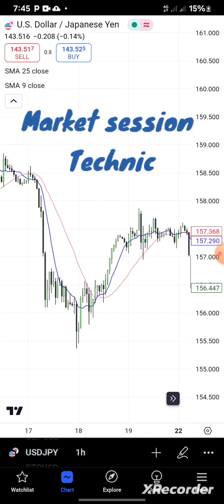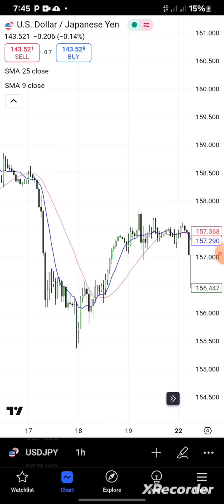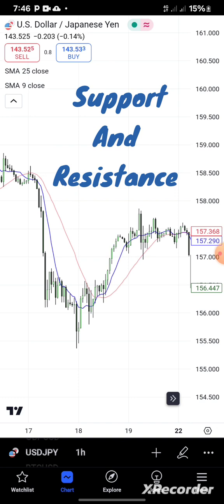Another one is going to be how to trade when the trading sessions are just starting to happen, and how you can manage to trade in the sessions when they are just starting. And another one I'm going to teach you guys is support and resistance.